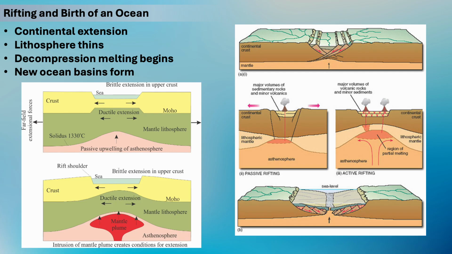Now, some rifts never reach the final stage, but instead they remain as a failed rift within the continents. Others succeed and become the sites of new oceans. This process explains how entirely new ocean basins can originate from continental interiors.